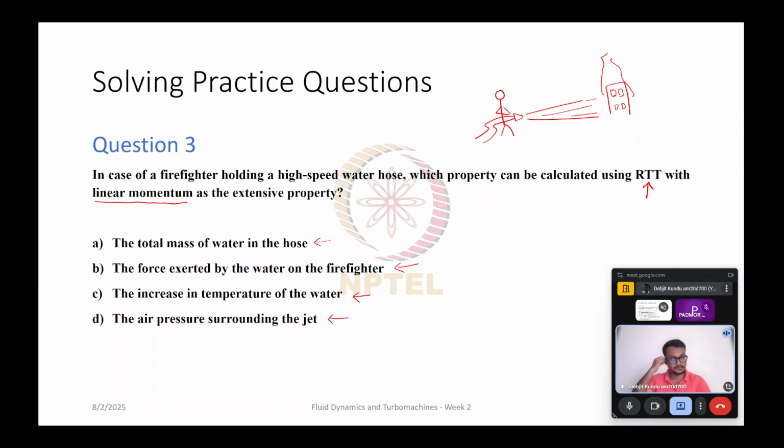You can unmute and answer, or you can type in the chat box as well. At least do try to respond. Even if you're not sure, you can take a guess. Giving a wrong answer here doesn't really matter.